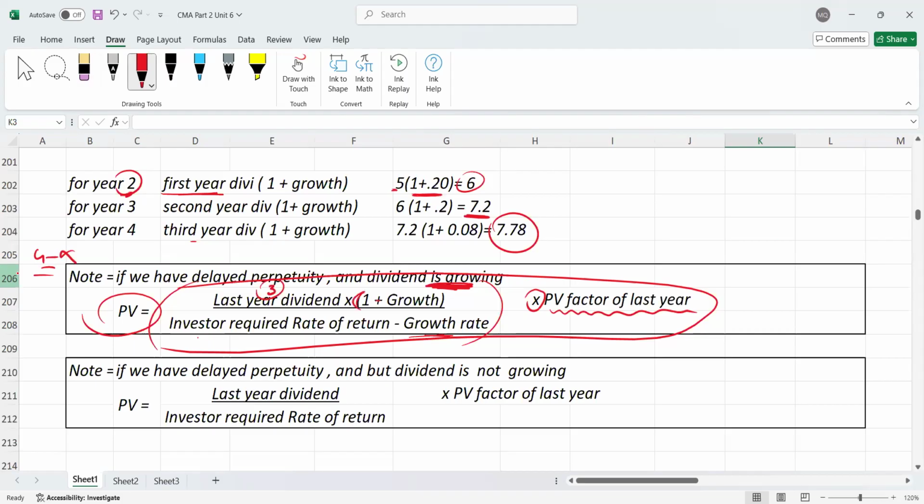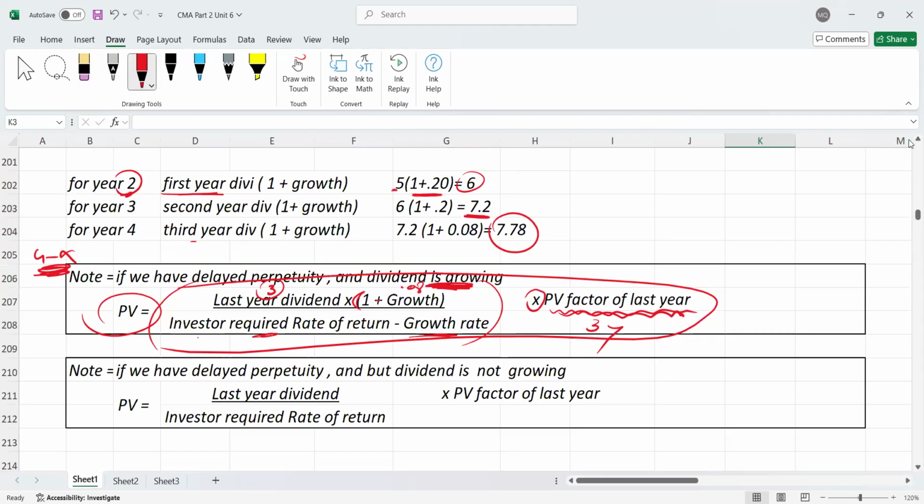Year 3 into 1 plus growth. Growth is 0.8% divided by investor required rate of return minus growth rate into present value factor of last year. Because I'm applying this formula from year 4 to infinity, the last year will be here year 3. Okay, so then I will get the present value. So this is what I'm trying to explain.